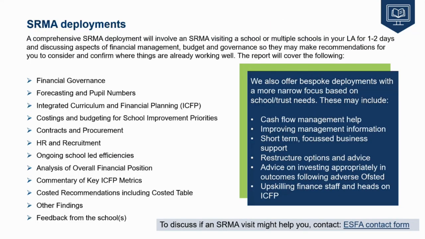So this is a very long list of the things that an SRMA can cover during a visit. A comprehensive visit will include things like financial governance, integrated curriculum and financial planning, HR and recruitment, as well as costed recommendations, including a costed table of what those would look like for each of your schools.